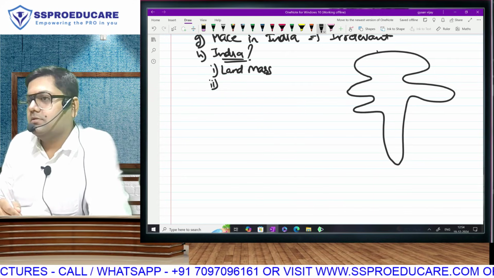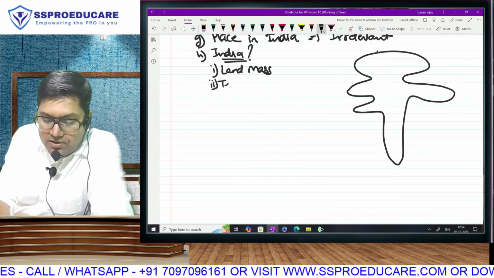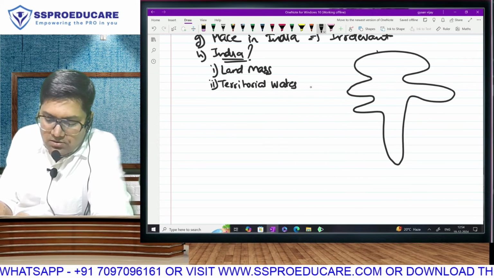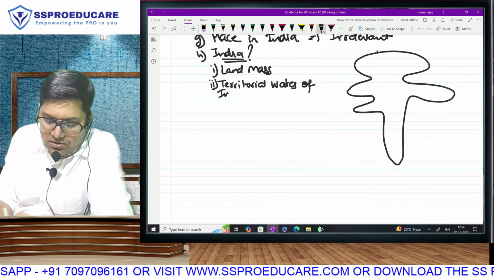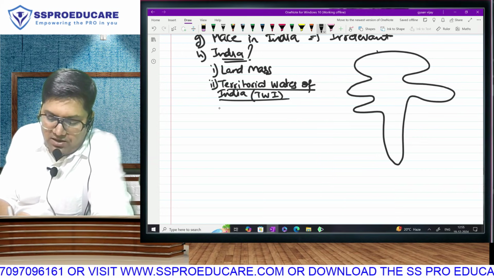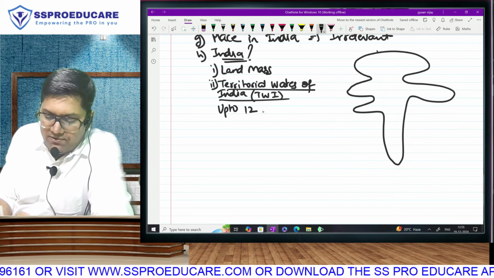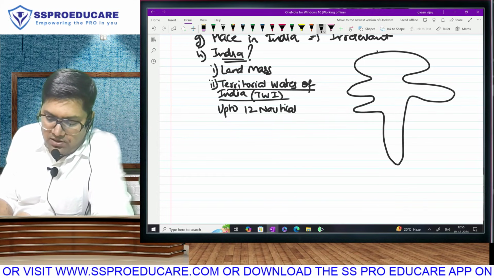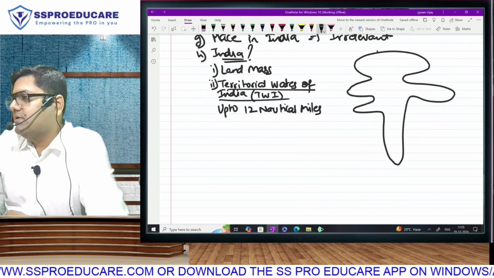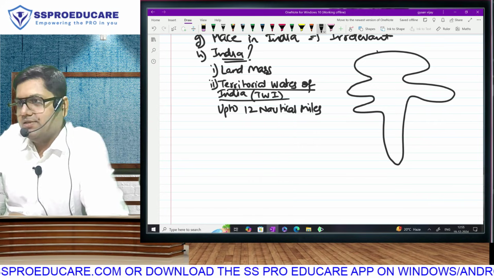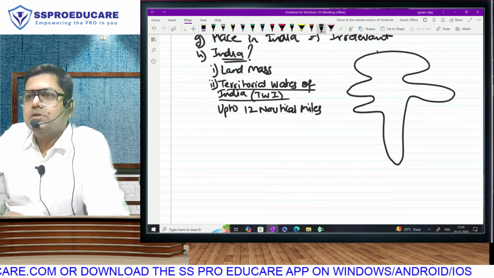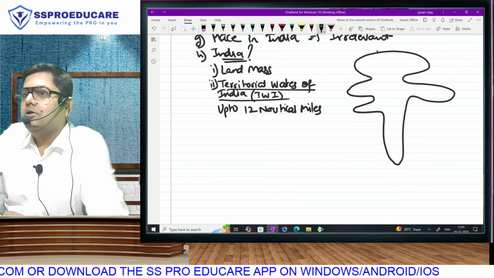Second, the territorial waters of India. The what? Territorial waters of India, we call it the TWI. This is spread up to 12 nautical miles from the landmass. Territorial waters of India are spread over 12 nautical miles. Sir, what is nautical mile? Just for your general knowledge. Just like distance on land is measured in kilometers, distance in water is measured in nautical miles.